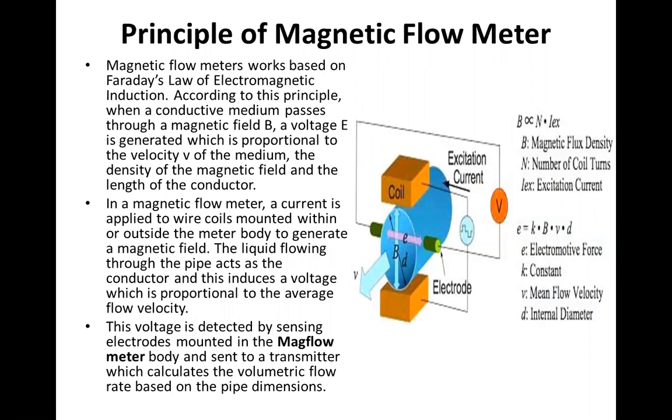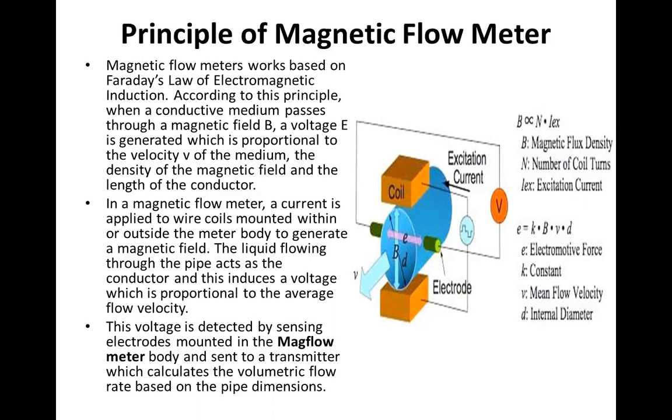Principle of magnetic flow meter or electromagnetic flow meter. Magnetic flow meters work based on Faraday's laws of electromagnetic induction. According to this principle, when a conductive medium passes through a magnetic field B, a voltage E is generated which is proportional to the velocity V of the medium, the density of the magnetic field, and the length of the conductor.